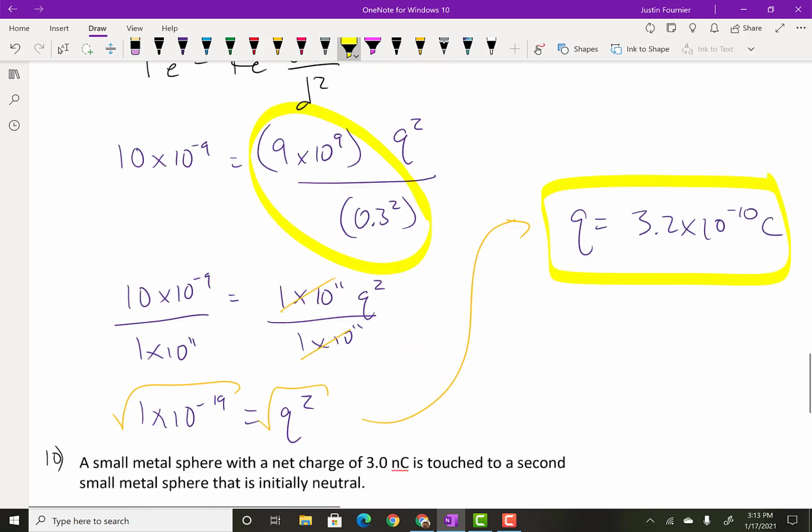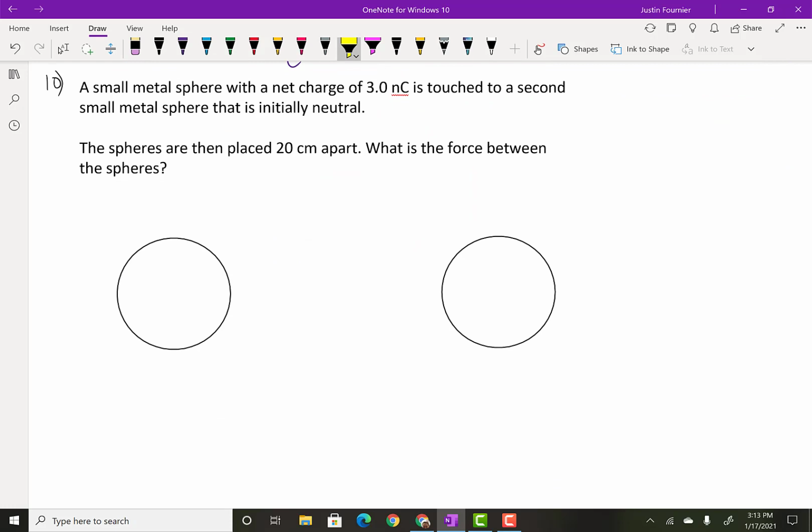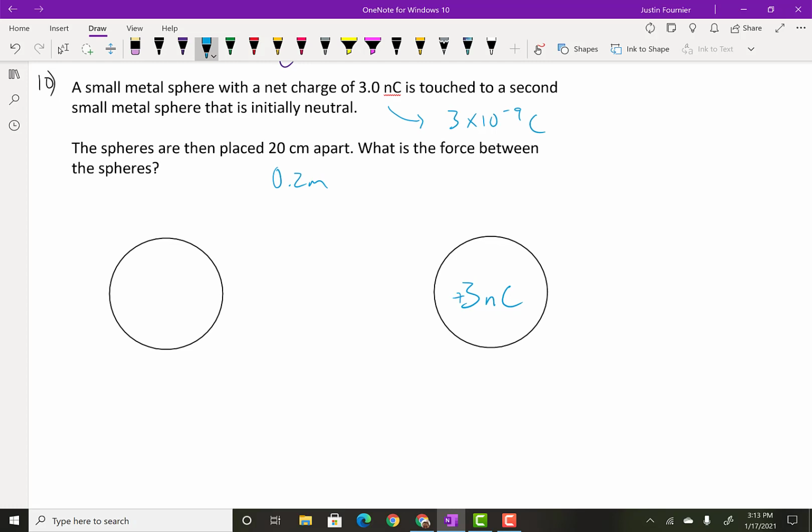All right. So then lastly, it says that a small sphere with a net charge of 3 nanocoulombs. So again, this is 3 times 10 to the negative 9 coulombs. 20 centimeters apart, that's 0.2 meters. So 3 nanocoulombs is touched. Let's say this is the 3 nanocoulomb charge, is touched to a second metal sphere that is initially neutral. So this one's positive 3 nanocoulombs, and this one is originally 0.